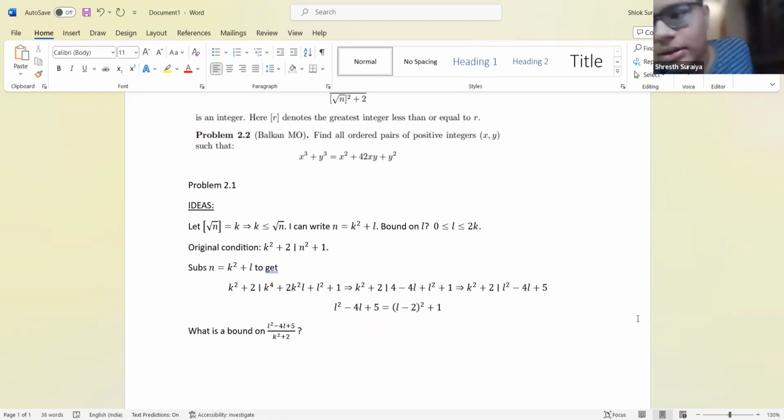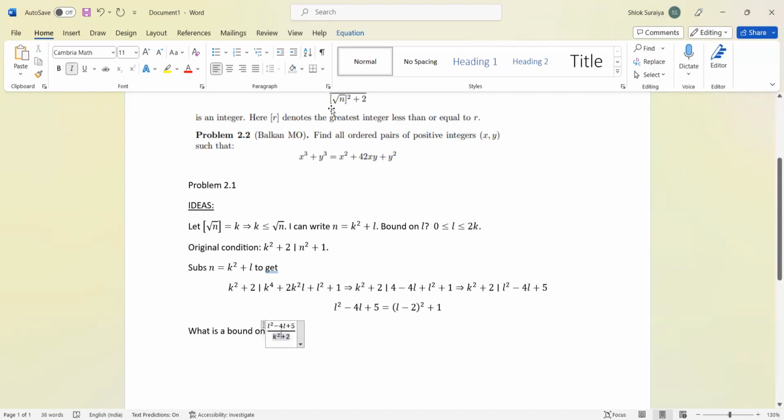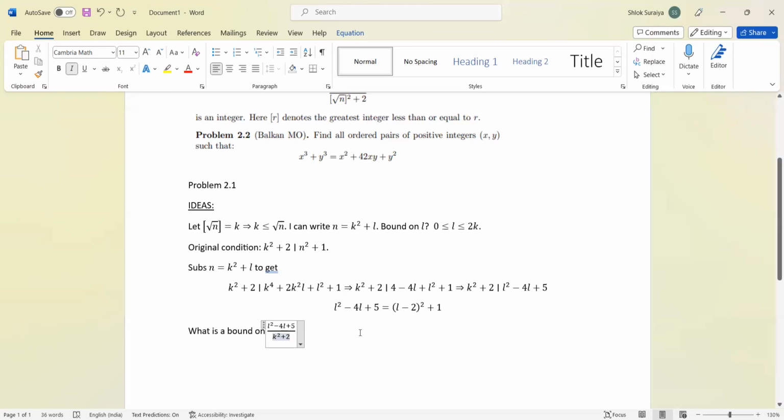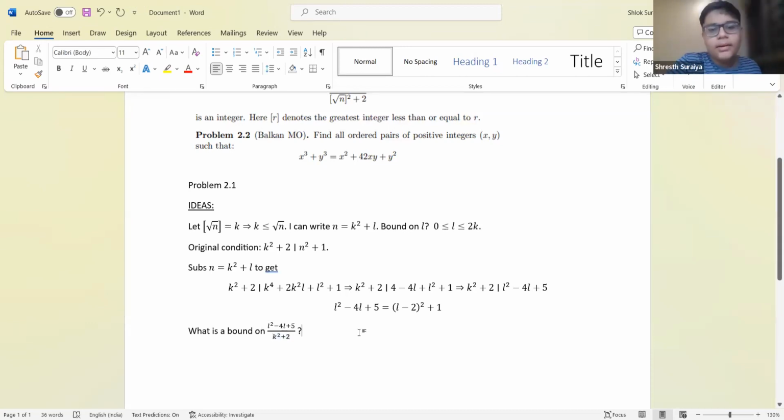Because that is an integer, right? So that is also l is less than or equal to 2k. So what can be a bound on this? Yeah, Pragyan, what did you say? But yeah, it's very simple.